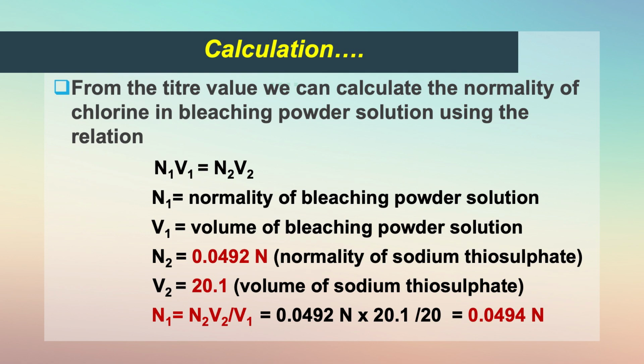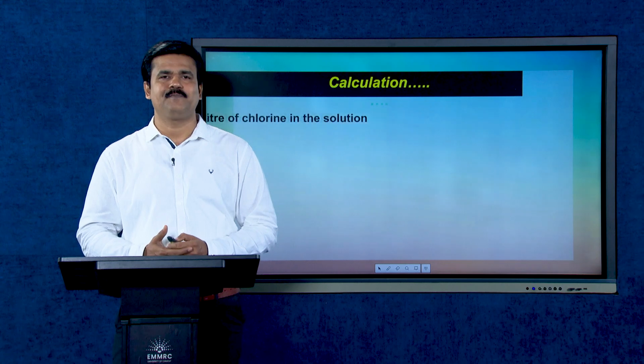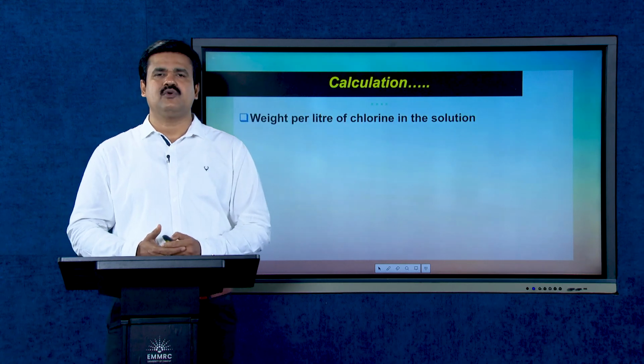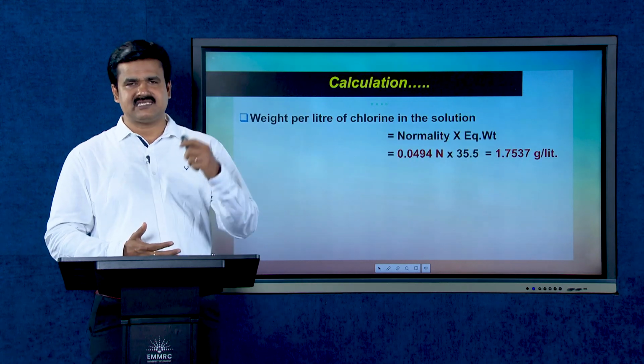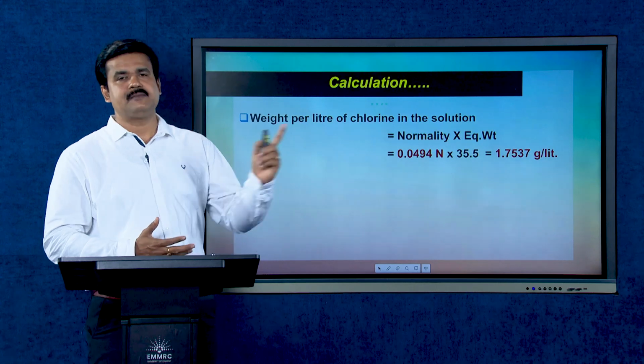So on proper substitution we will get N1 equal to N2 V2 divided by V1, which is again equal to 0.0492 multiplied with the 20.1, and the whole thing should be divided with 20. You will get the normality of the bleaching powder solution as 0.0494 normal.